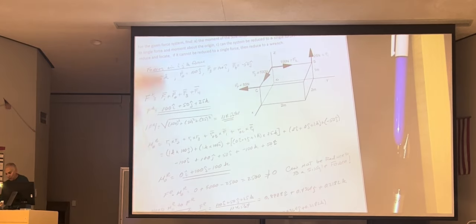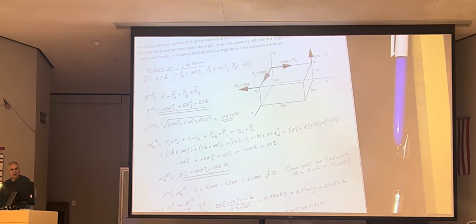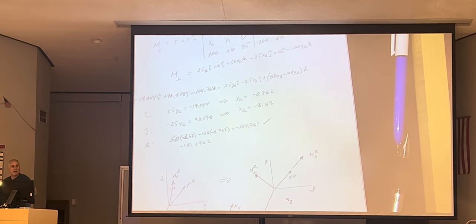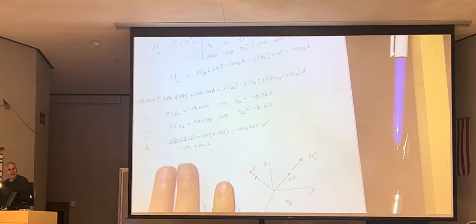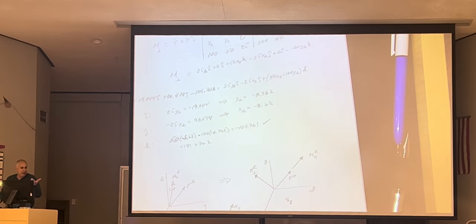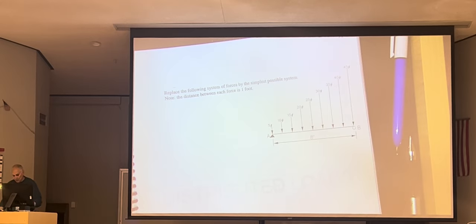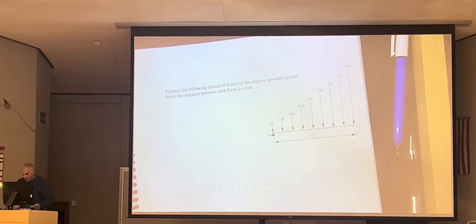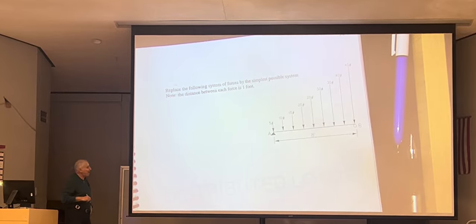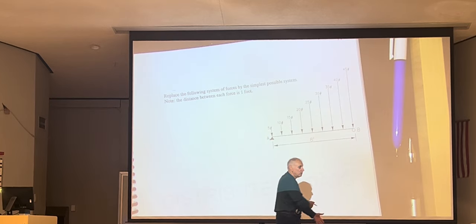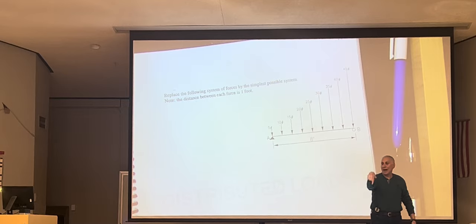Here's an example of a system that I can reduce down to a wrench, and you can see what I did. But I'm not testing it, I just want it there in case down the road some teacher asks you to talk about wrenches. So I'm moving on to this one. It says, replace the following system of forces by the simplest possible. Well, what's the simplest possible for this? A single force at a known location.